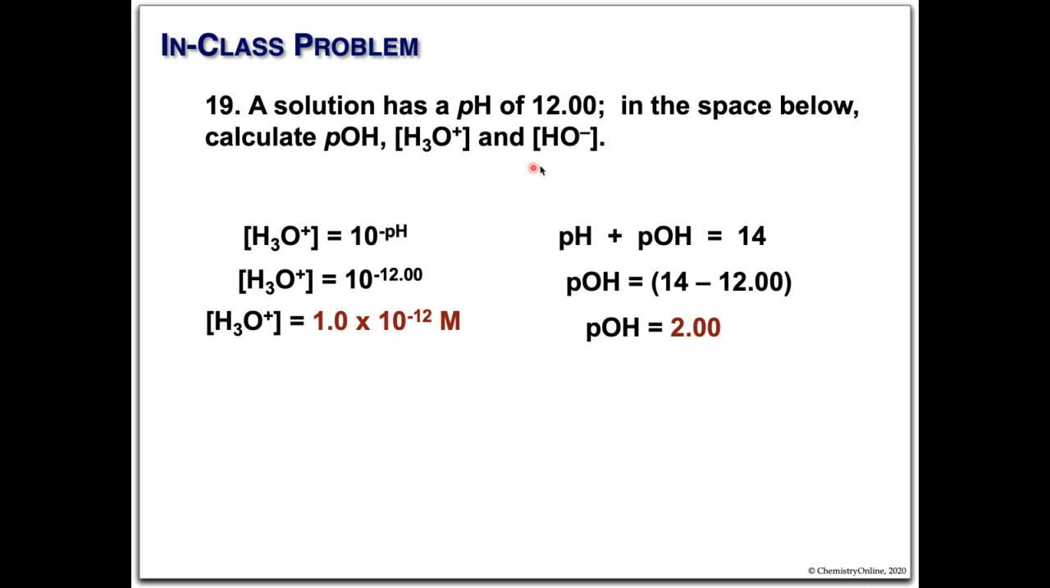Now we have to get hydroxide. You could do this two ways. We know hydronium, we could divide 10 to the minus 14 by that. Or since you already did this part, and you know how to do it on your calculator, we could simply do hydroxide is equal to 10 to the minus pOH.